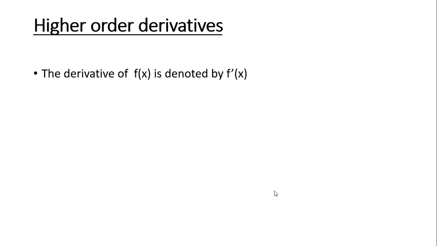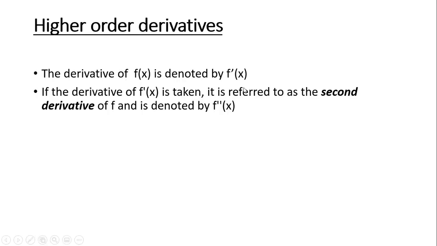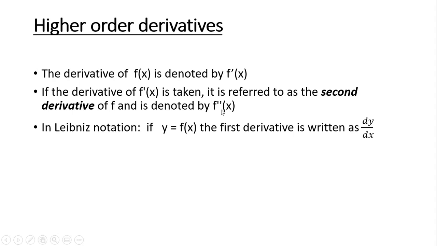Higher order derivatives. Well, first of all, let's just use some notation here. The derivative of f of x, as you know, is denoted by f prime of x. If you want to get a second derivative, you just simply take the derivative of the derivative. So we're talking about f double prime of x, and it's referred to as a second derivative. In the Leibniz notation, if we start off with y equals f of x, we know the first derivative is written as dy/dx. Well, the second derivative is referred to as d²y/dx², as you can see what I'm pointing to here on the screen.